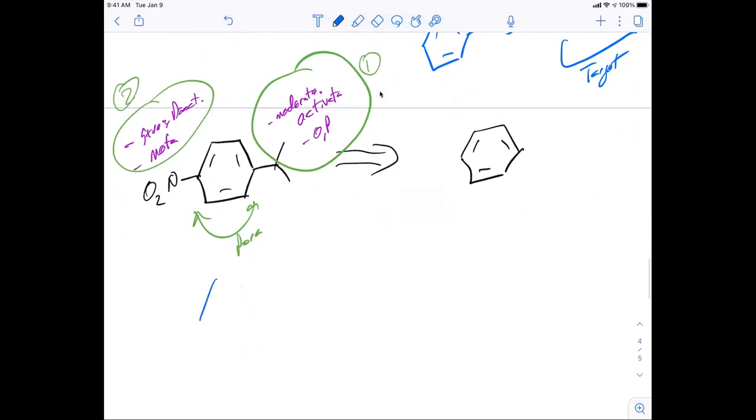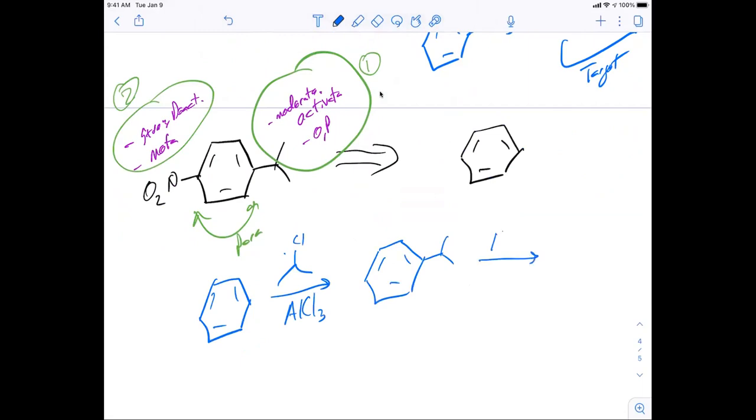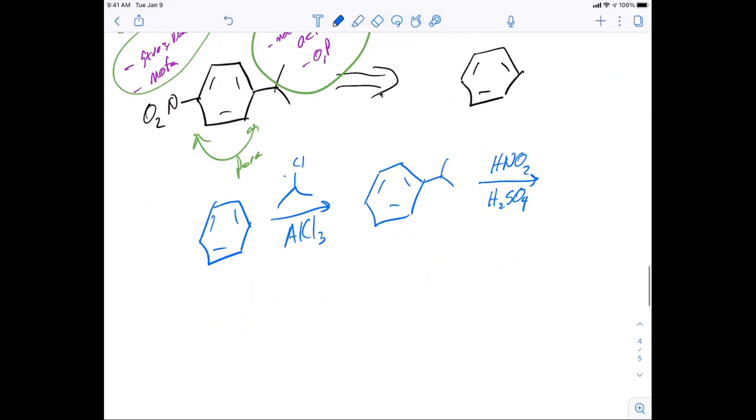So lay out the synthesis. We can do the Friedel-Crafts alkylation, AlCl3. Right, we add that isopropyl group. Then we can add our sulfuric acid and nitric acid to give us the nitration.